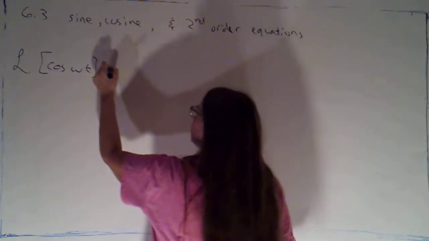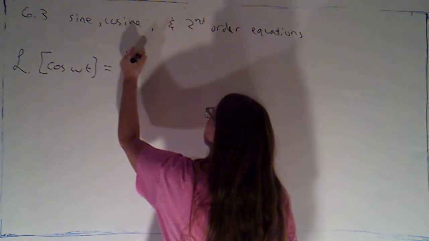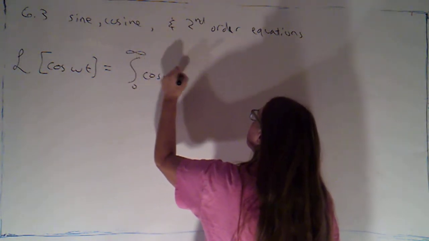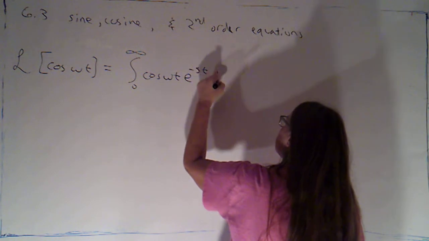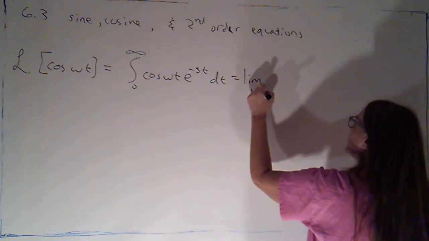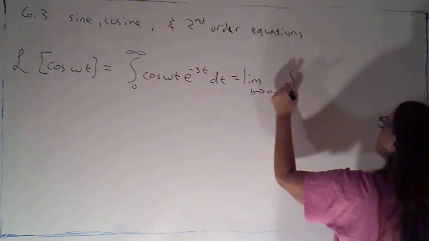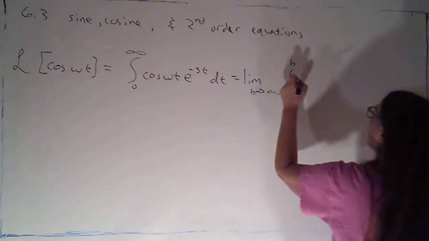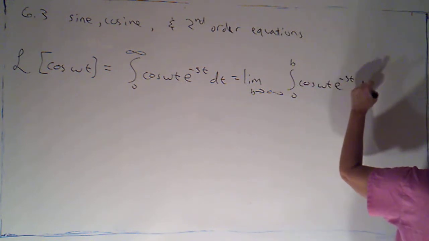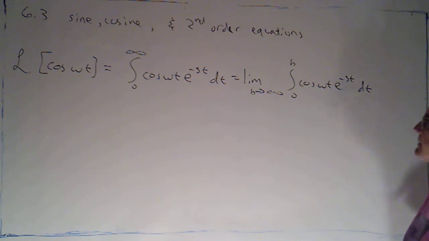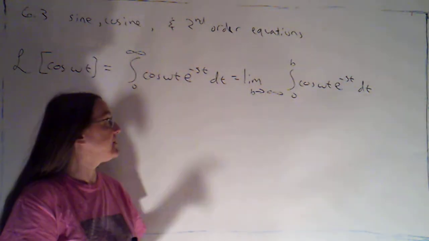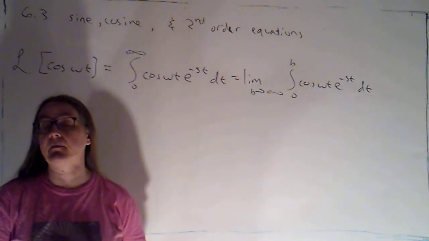And I know just by the definition that that's the integral from 0 to infinity of cosine omega t times e to the negative st dt, which is the limit as b goes to infinity of the integral from 0 to b of cosine of omega t times e to the negative st dt. Okay. So the first method I'm going to show you is just using the definition and evaluating that improper integral.